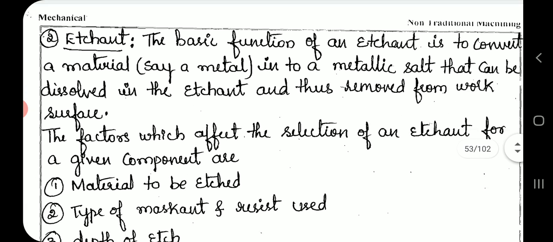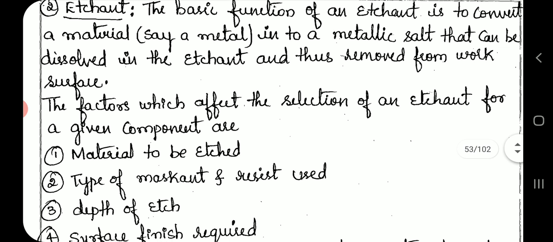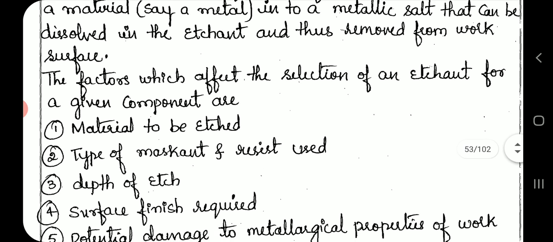Etchant. The basic function of the etchant is to convert a material, say a metal, into a metallic salt that can be dissolved in the etchant and thus removed from the work surface.